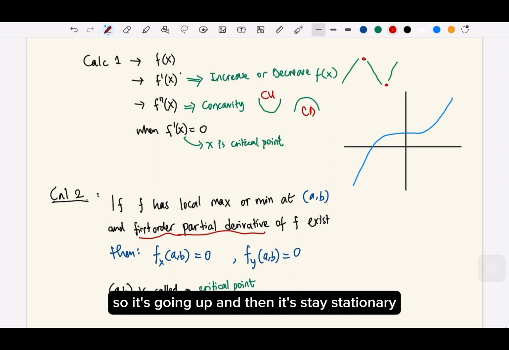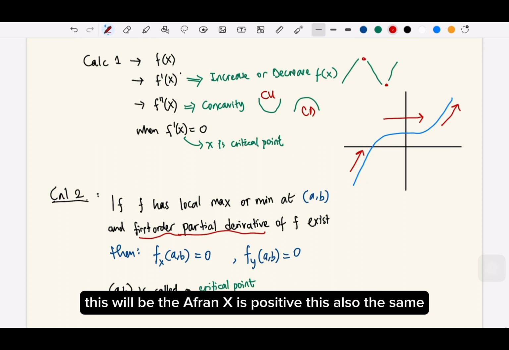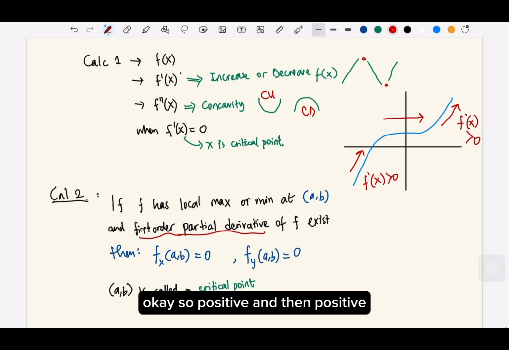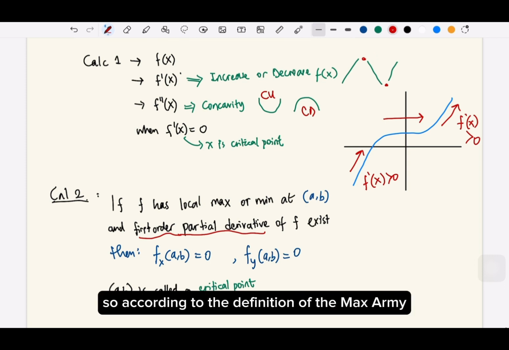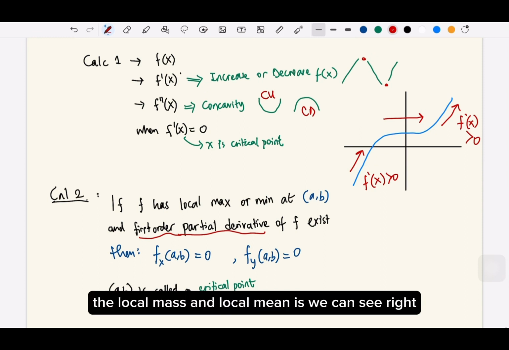So it's going up, and then it's stationary, and then it's going up again. We know that when we're going up, f prime x is positive, and this is also positive. So positive and then positive. According to the definition of the max or min, we cannot see any max or min here, right? Because it's going up and going up. The local max and local min we cannot see.